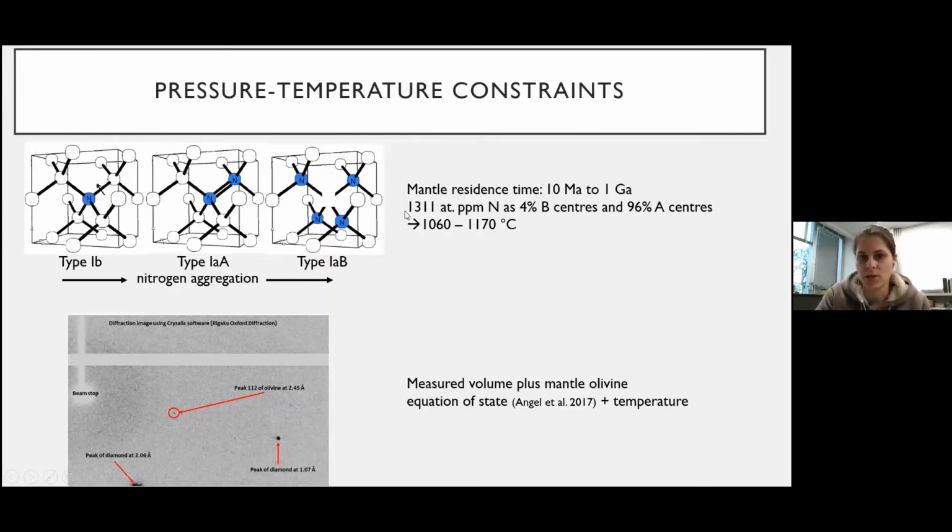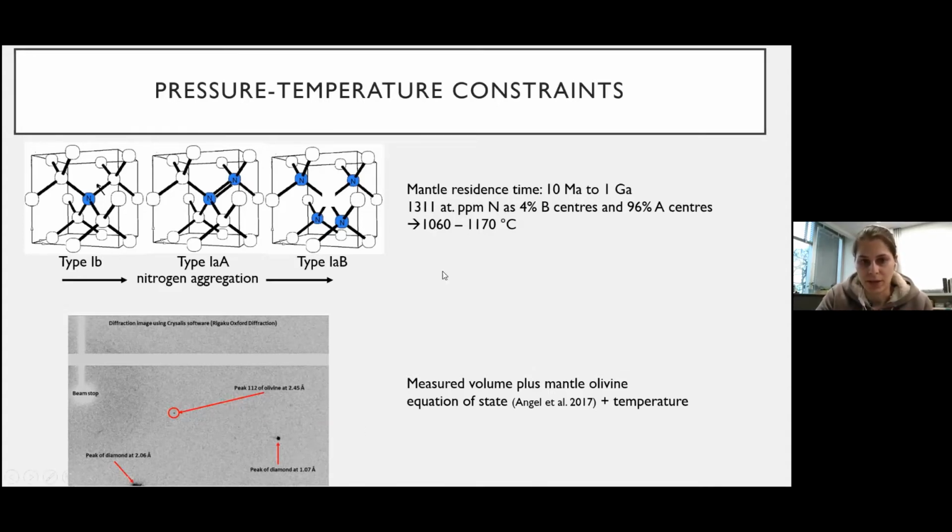So one of the diamonds is at 311 atomic ppm nitrogen, with 4% of the nitrogen in B centers, which means it was 4% fully aggregated. With a residence time of 10 million years, that would result in a temperature in the mantle of 1170 degrees Celsius. If we used the longest mantle residence time of 1 billion years, that would result in a mantle residence temperature of 1060 degrees Celsius. Now we can combine this mantle residence temperature with a pressure to get the geotherm.